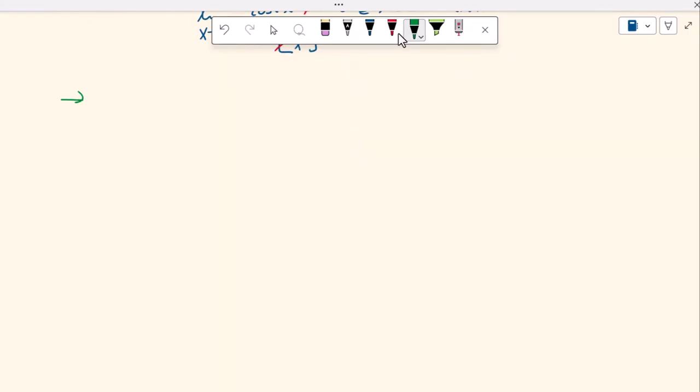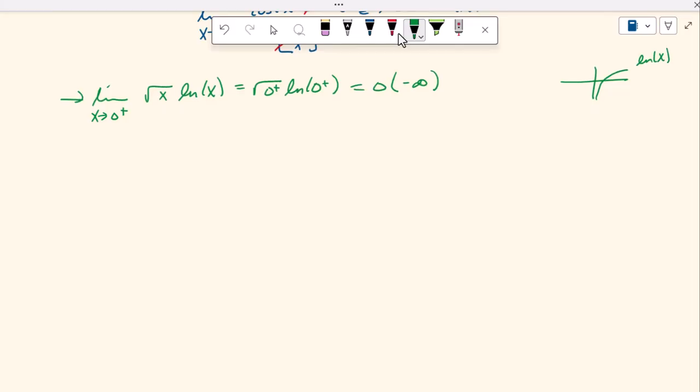Okay, let's look at another one. This one is going to be interesting. It's a one-sided limit and a natural log. So the first thing we do is plug directly in. This would be square root of 0 from the right, natural log of 0 from the right. So this is 0 times, this is negative infinity. Let's remember what the natural log graph looks like. This is the natural log graph. As we approach 0 from the right, we can see that this is dropping and going toward negative infinity. So this is indeterminate, but not L'Hopital's.